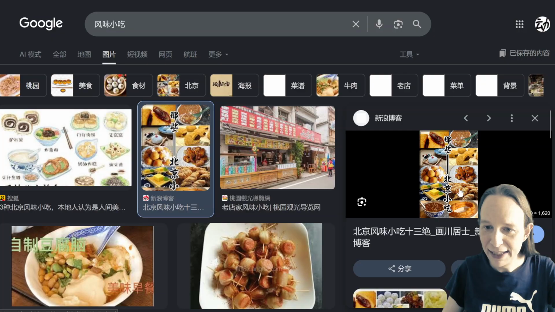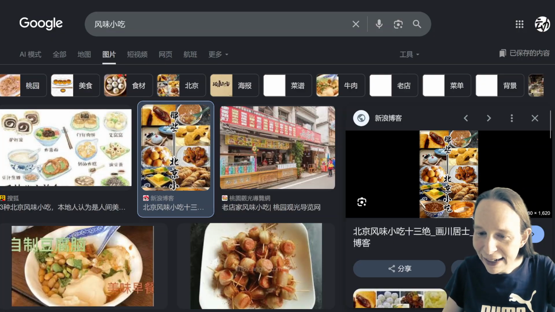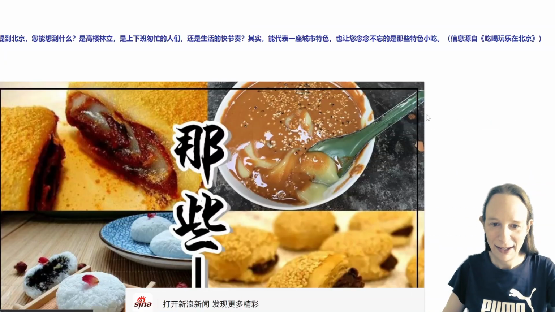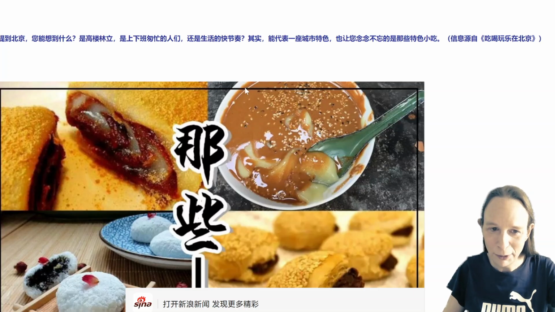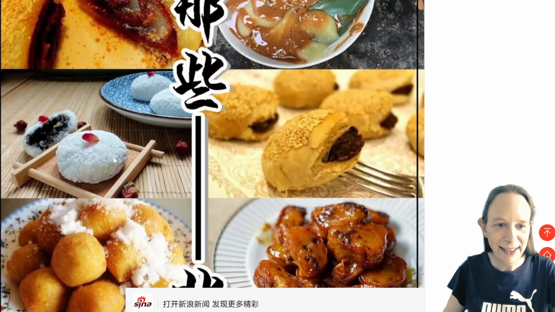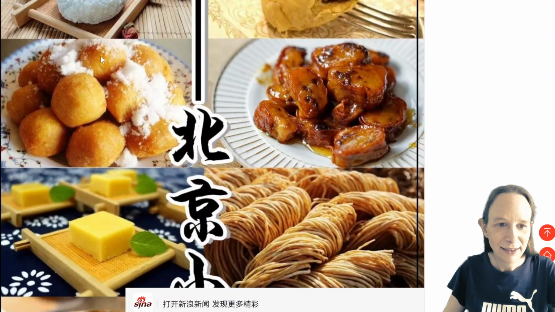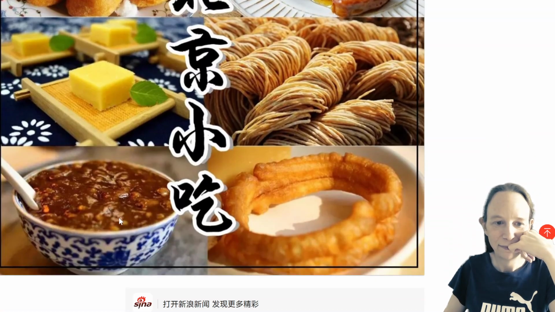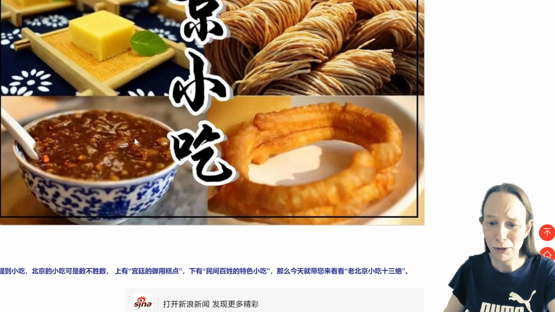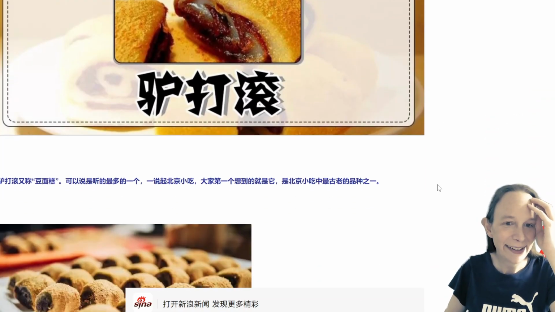那些北京小吃. So this will have 北京风味. 北京风味小吃. Do I recognize any of them? No. I'll click on it, see what comes up. I lived in Beijing. I should recognize it. Is that doufu now? I'm not sure. Vaguely looks like that. Is that Babao Joel? I don't know. I don't recognize them.